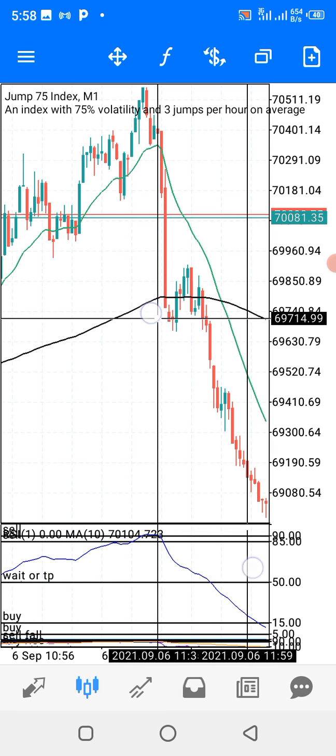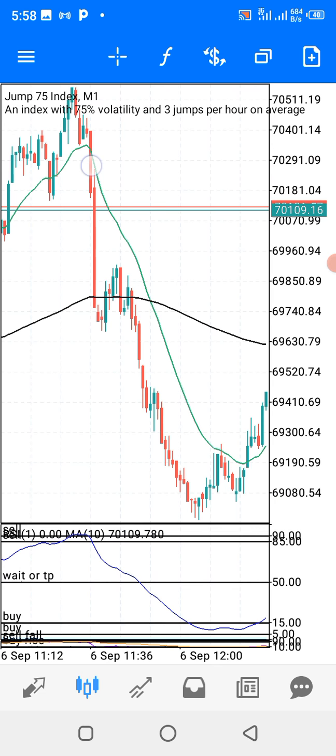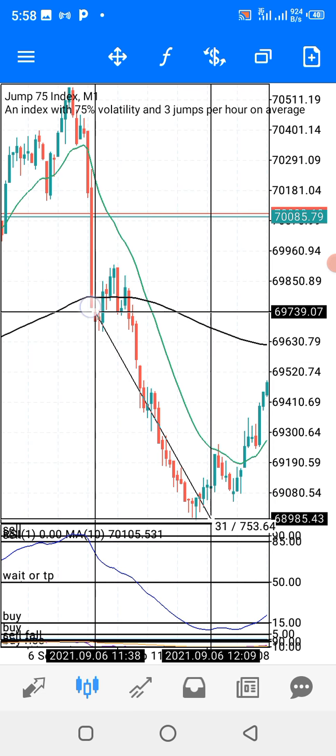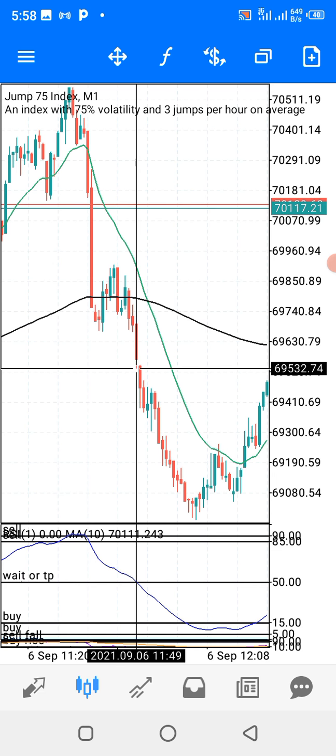I've seen all these pips. Let me show you what you would have got. You are going to cash all these pips. So 753 pips. Because you're a scalper, you have to be watching the chart.